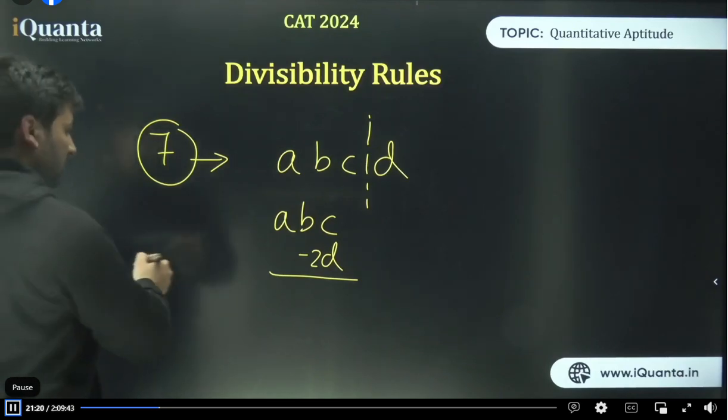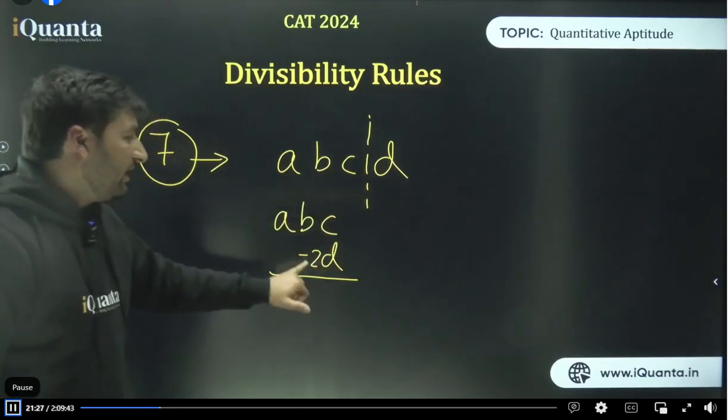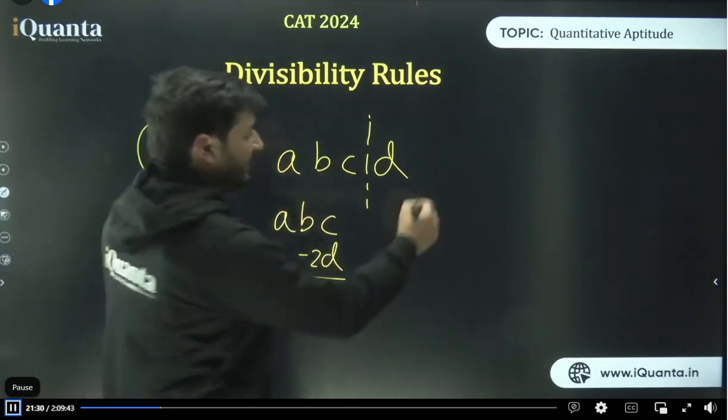Okay, suppose, what did I say for 7? We will separate the last digit, we will double that digit and we will deduct it from the rest of the number, right? Let us take an example.